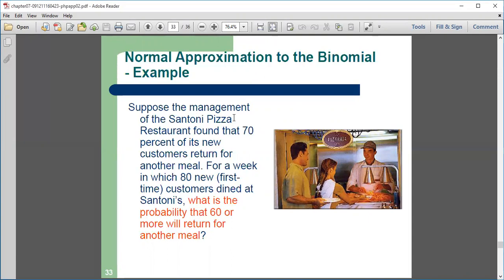Suppose the management of the Santoni Pizza restaurant found that 70% of its new customers return for another meal. So X is the success that new customers return for another meal for a week in which 80 new first-time customers dined at Santoni. What is the probability that 60 or more will return for another meal? So here we are going to find the chance that 60 or more customers will return to Santoni Pizza for dining.